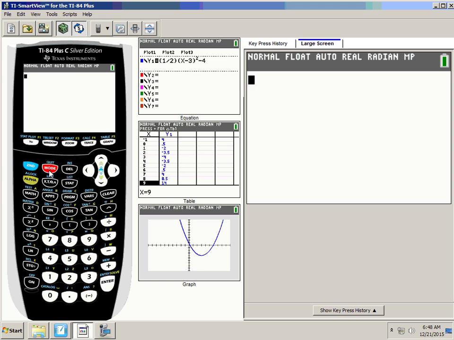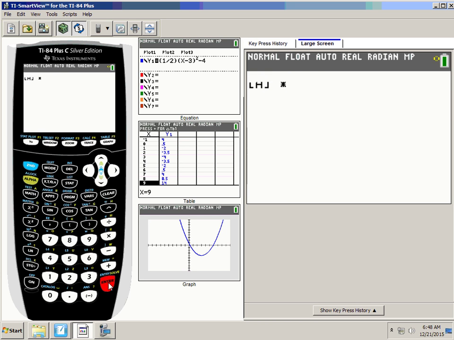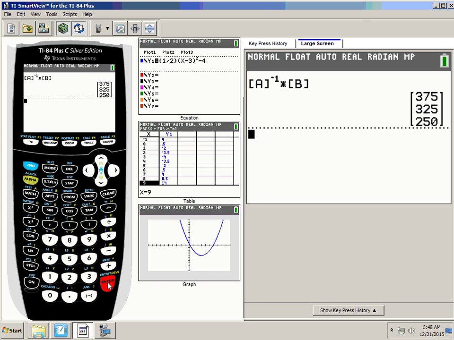So we're looking for A inverse times B. So second matrix, A. The inverse button is actually that button you've been pushing for the matrix. It's the x to the negative 1 button, times second matrix, B. And then push enter, and you get this matrix. It's a 3 by 1: 375, 325, 250.